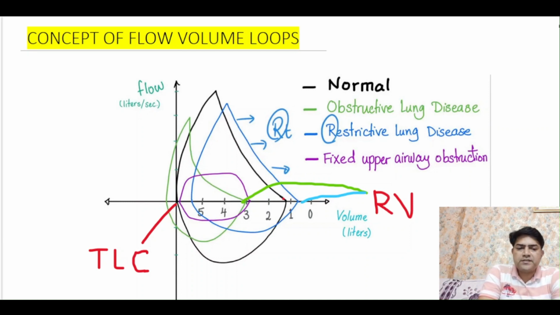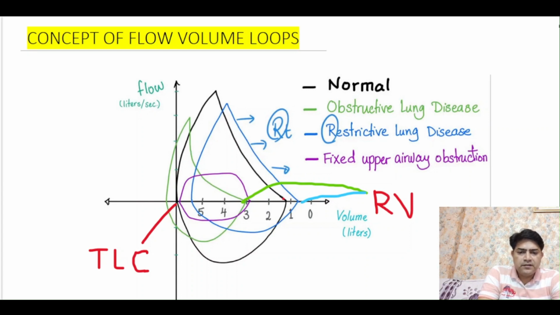Now, carefully see what is happening. When you put the mouthpiece of the spirometer and you start your inspiration, see carefully from the right hand side. As you inspire gradually from zero, the normal loop is given in black. When you are inspiring, it is going from zero up to six.